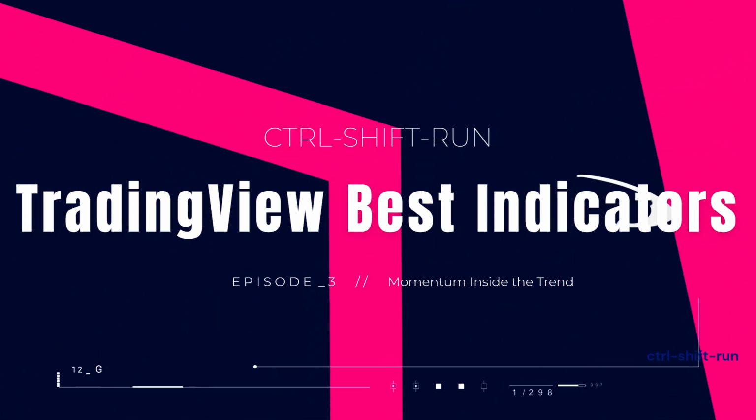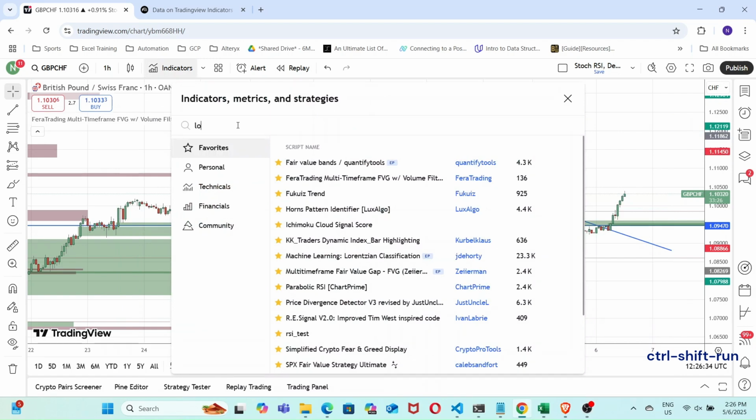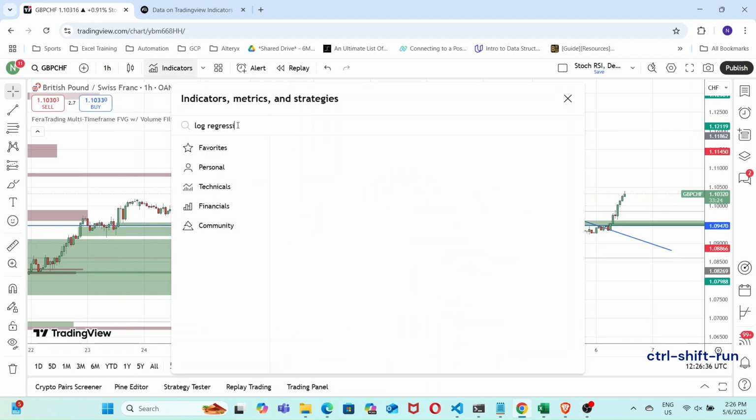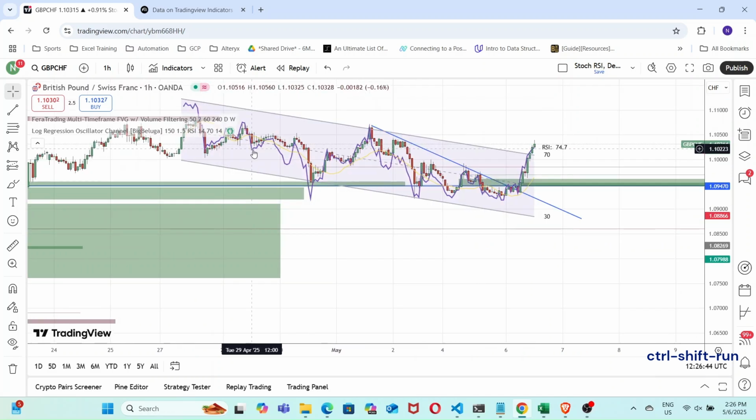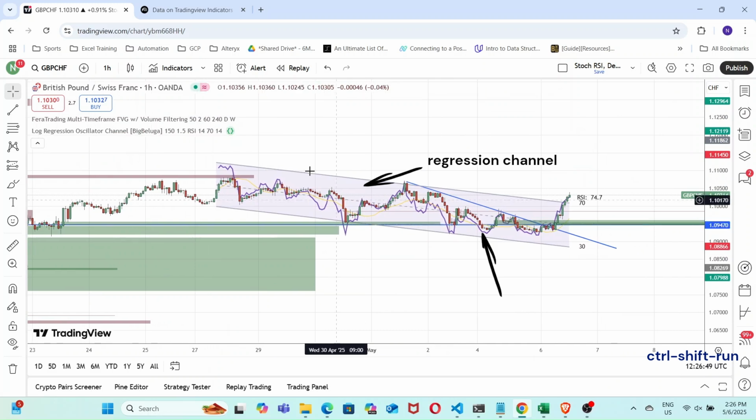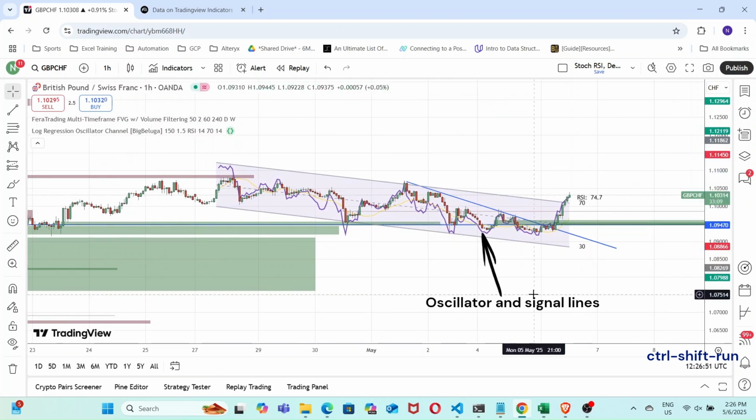Next in our series of TradingView Best Indicators, I want to show you something that combines both the trend as well as momentum. Search for the log regression oscillator channel by Big Beluga under Indicators and add it to your chart. You'll see that it adds a regression channel as well as an oscillator in purple and a signal line in yellow. But more on that later.